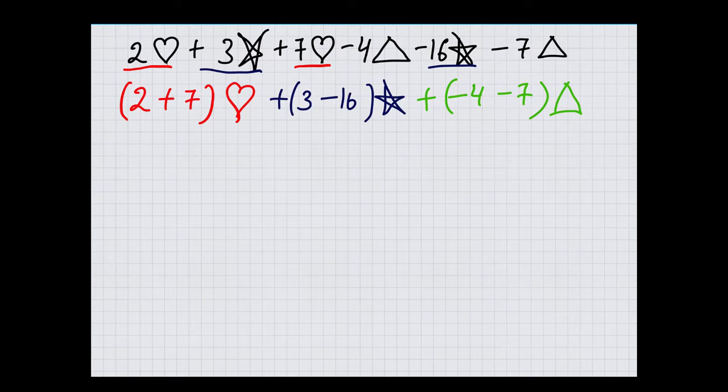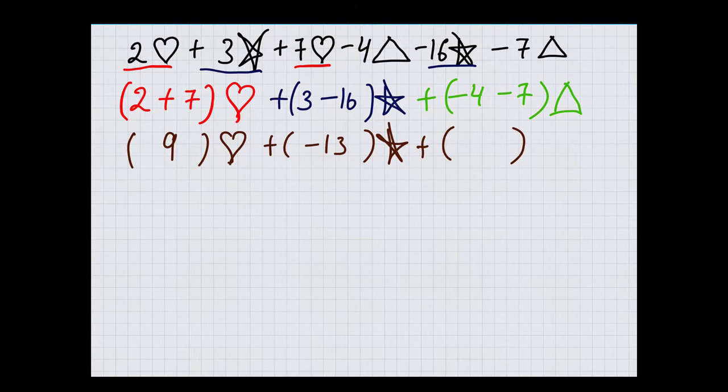On the next step, we want to combine numbers inside of the parentheses. So we have 2 plus 7, 9, plus different signs, difference is negative 13 of stars, plus same signs, sum is negative 11 of triangles. And on the last step we want to simplify the signs. So positive parentheses, positive 9, we have positive 9 hearts, positive times negative, negative 13 stars, positive times negative, negative 11 of triangles.